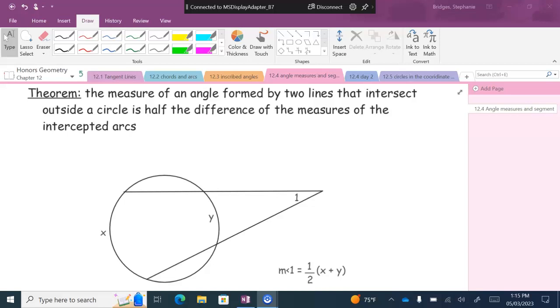So, it says X plus Y, but it's supposed to say X minus Y. Yeah, that's supposed to say X minus Y, not X plus Y. That's a typo.